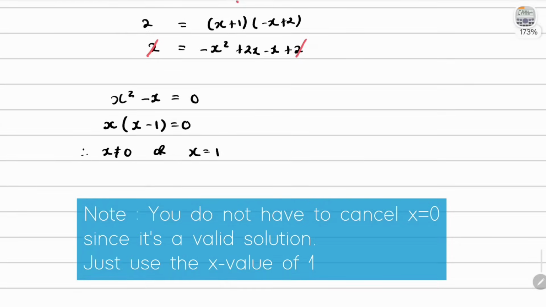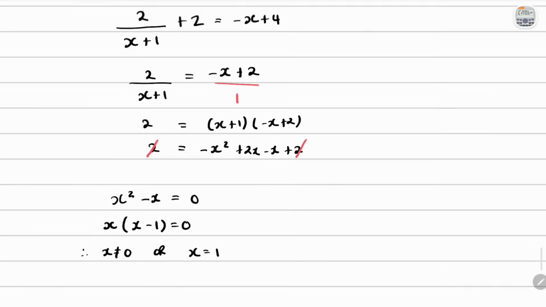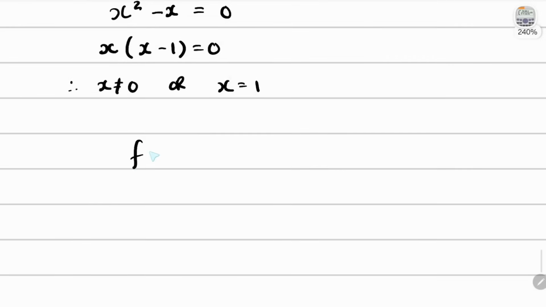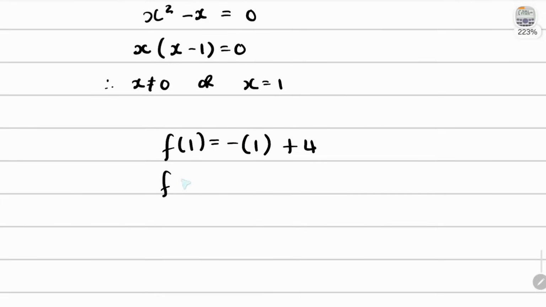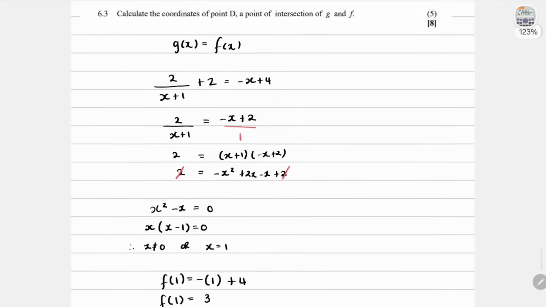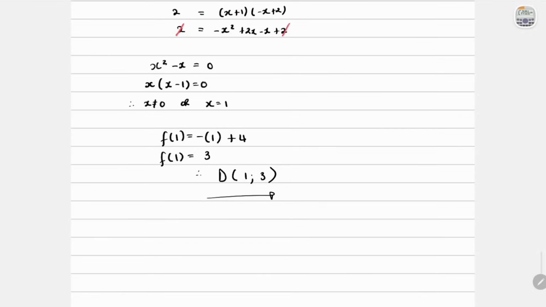And now to find that point D, we can simply take this x value of 1, and because the x and y value of this point is exactly the same on both graphs, you can substitute it into any of the graphs. f is an easier graph to use, so we'll just go ahead and tell them that f of 1 is simply equal to negative 1 plus 4. That is simply 4 minus 1. So f of 1 is equal to 3. And that is our point D. D is simply (1, 3). And that is our answer. And that is it for question 6.